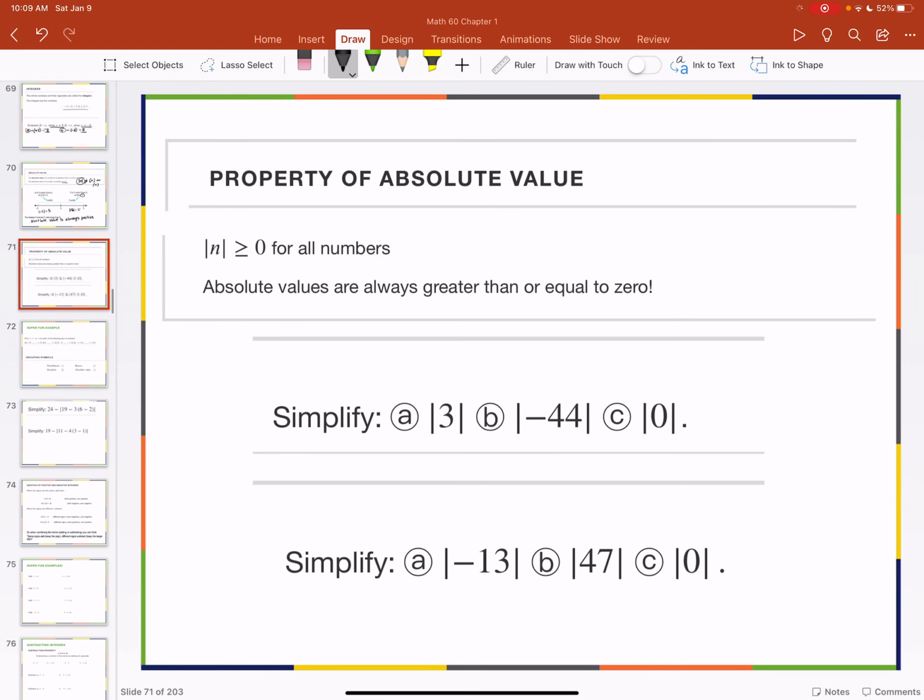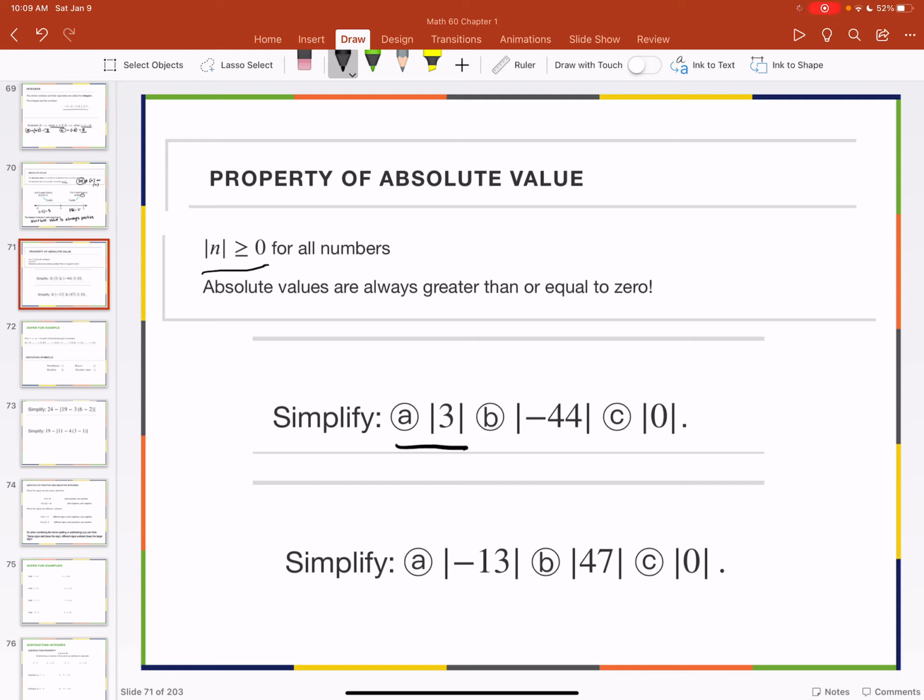So it's always positive, or greater than or equal to 0. Another way to say it is that it's non-negative, meaning it's all the positive integers, and it could include 0. Okay, so let's simplify. Let's use it.